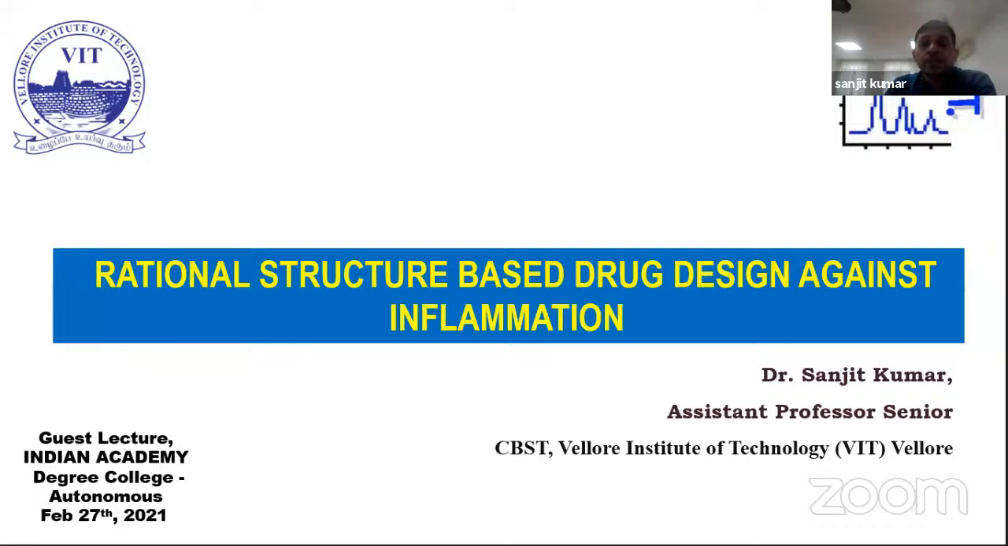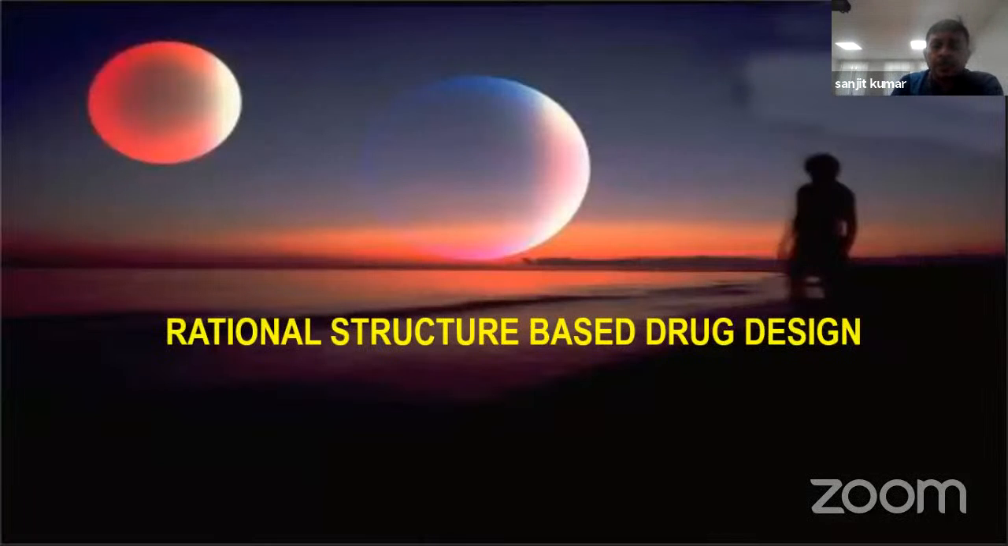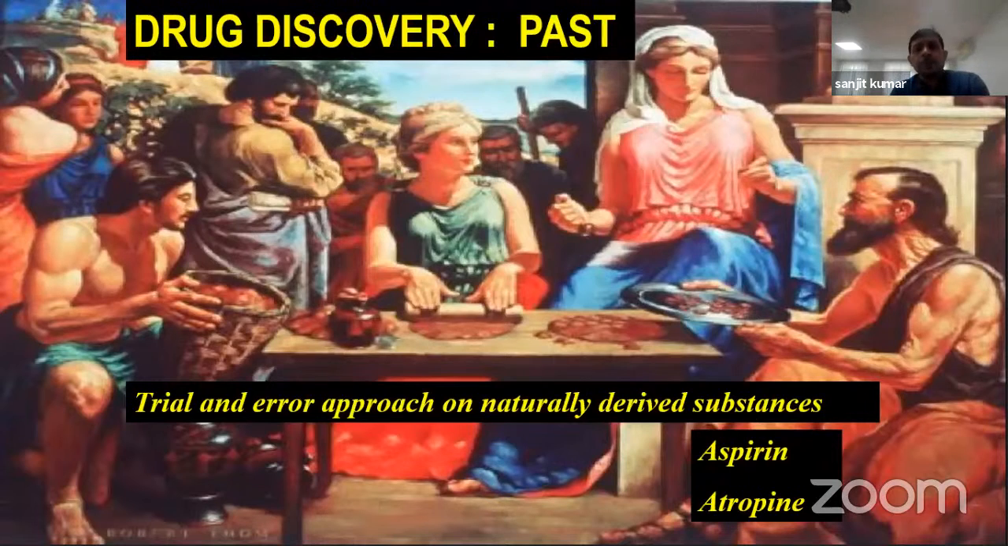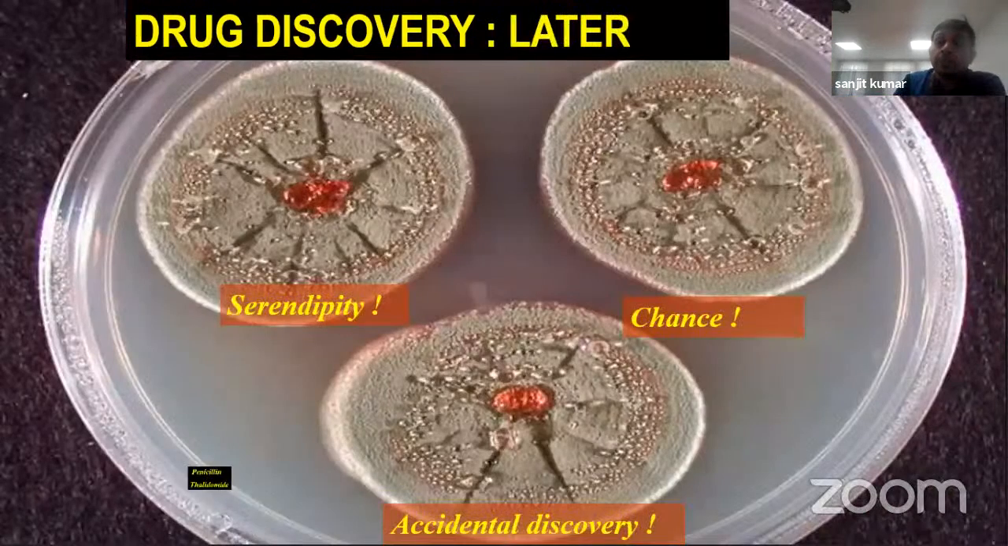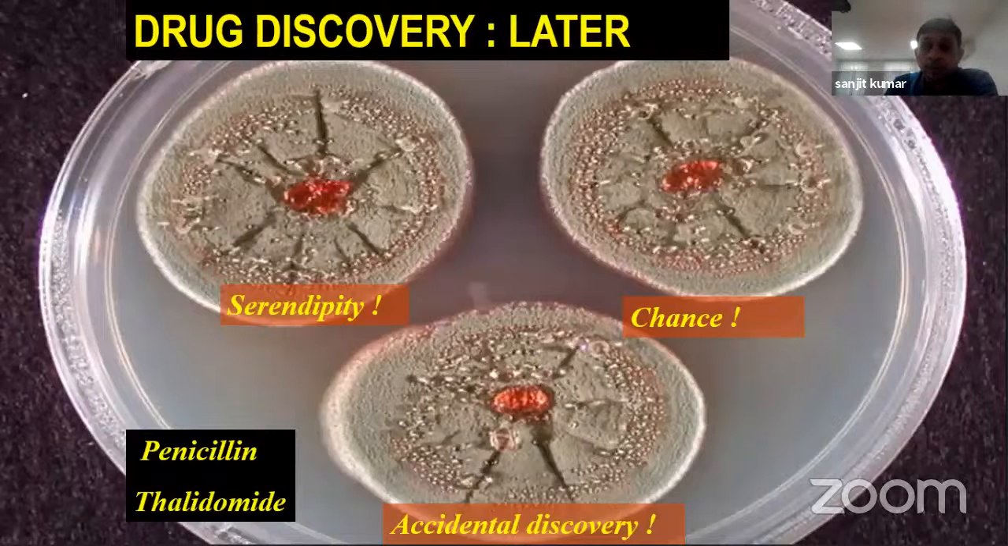Rational structure based drug designing against inflammation. Rational structure based drug designing, drug discovery in the past, we all know, was a trial and error approach, with natural derived substances like aspirin, atropine. Many times, if you have some pain in teeth, your parents, when you were in childhood, or even till now, you can take clove oil, which will reduce the pain. So that was the ancient time.